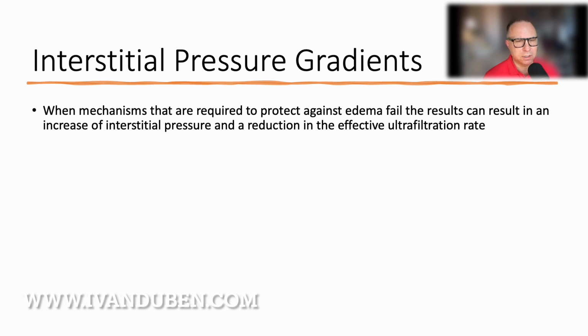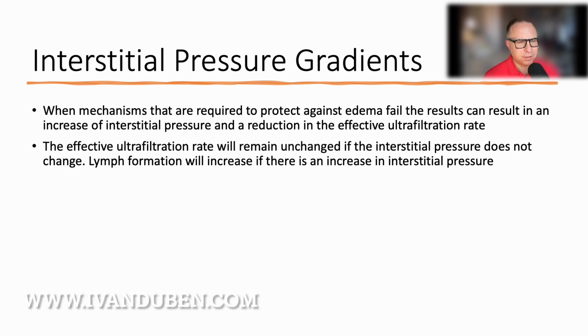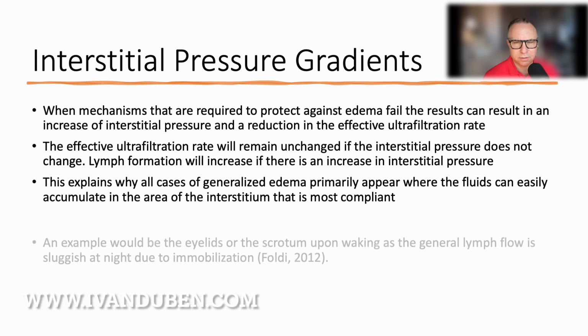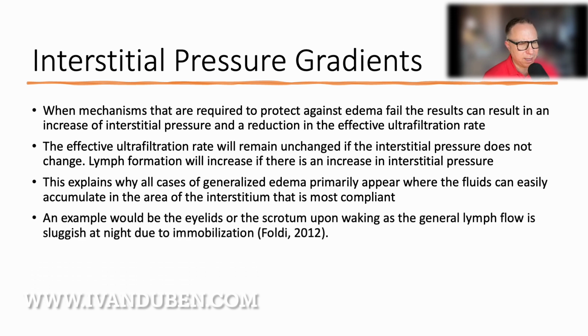So lymphokinesis slows down. The effective ultrafiltration rate will remain unchanged if the interstitial pressure does not change. Lymph formation will increase if there's an increase in interstitial pressure. This explains why all cases of generalized edema primarily appear where the fluids can easily accumulate in the area of the interstitium that is most compliant. An example would be the eyelids or the scrotum upon waking, as the general lymph flow is sluggish at night due to immobilization.